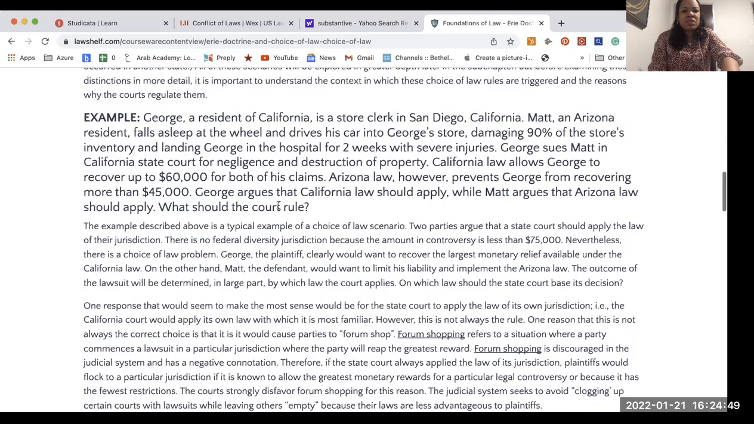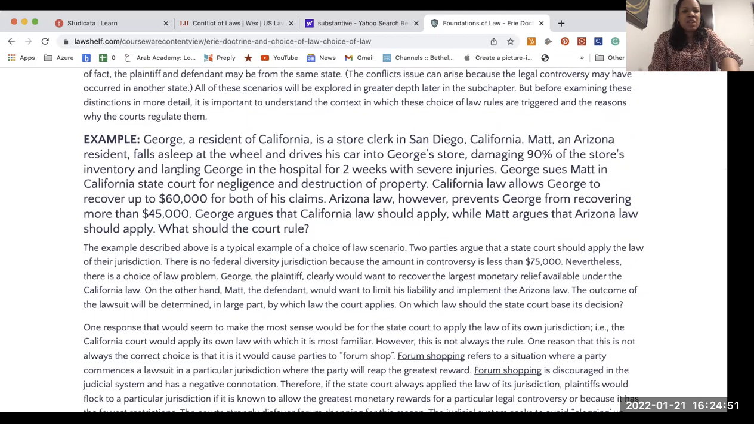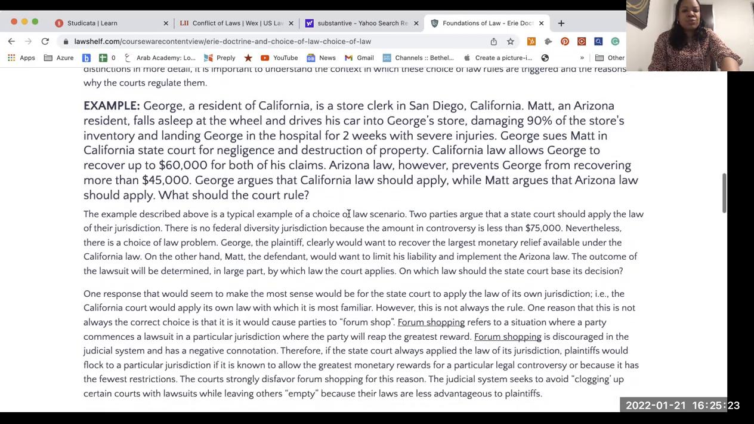All right, so let's look at this example here. George, a resident of California, is a store clerk in San Diego, California. Matt, an Arizona resident, falls asleep at the wheel and drives his car into George's store, damaging 90% of the store's inventory and landing George in the hospital for 2 weeks with severe injury. George sues Matt in California State Court for negligence and destruction of property. California law allows George to recover up to $60,000 for both of his claims. Arizona law, however, prevents George from recovering more than $45,000. George argues that California law should apply, while Matt argues that Arizona law should apply. What should the court rule?